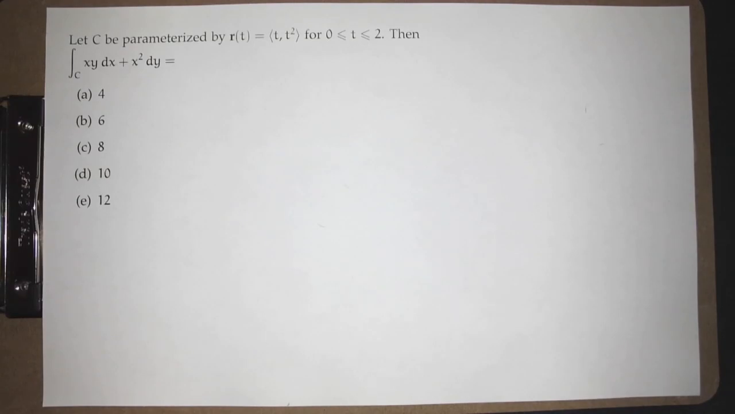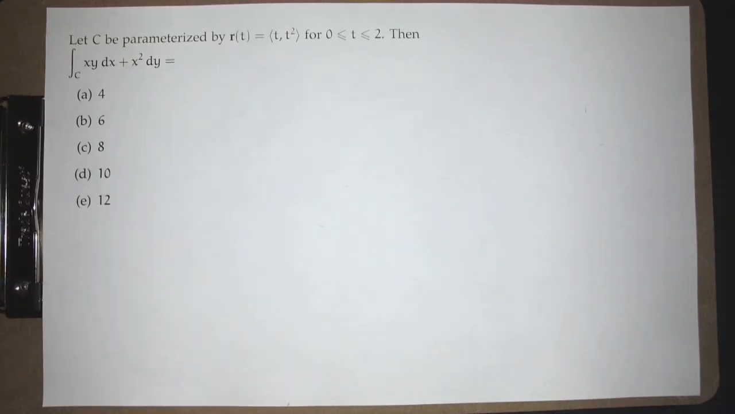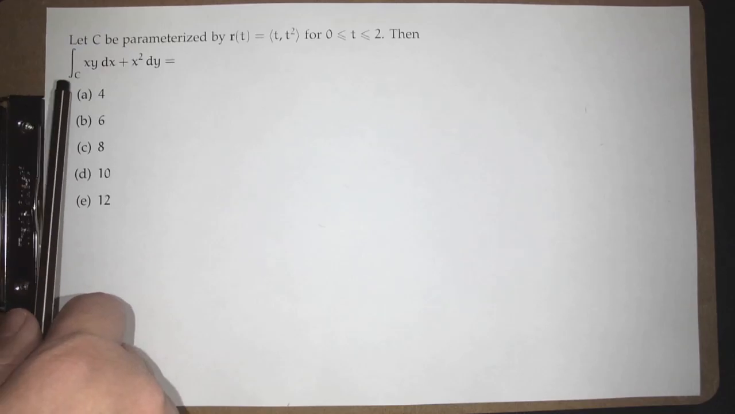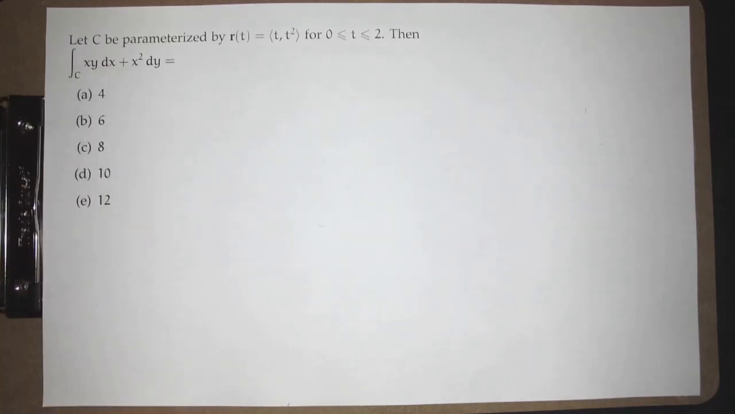Let C be parameterized by the curve. So r of t is (t, t squared). That says in the x coordinate you behave like t, in the y coordinate you behave like t squared, and time goes from 0 to 2. The question is, along this curve, what is the integral of xy dx plus x squared dy? The options were 4, 6, 8, 10, or 12.